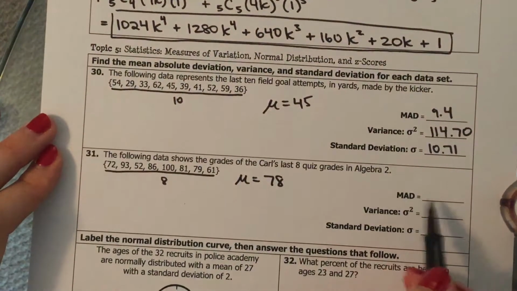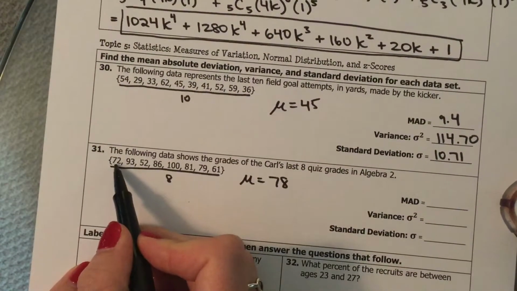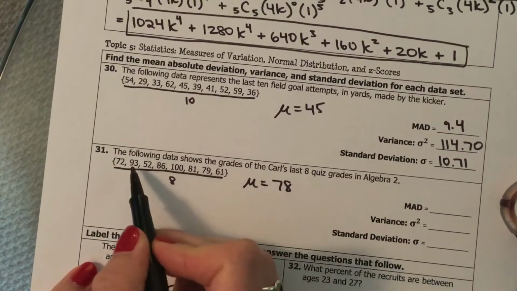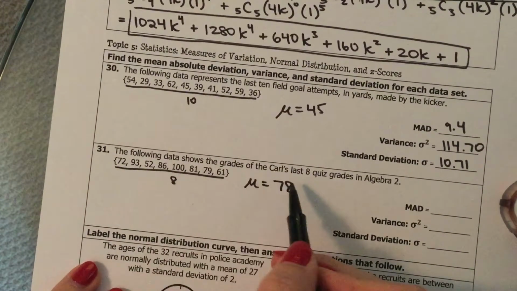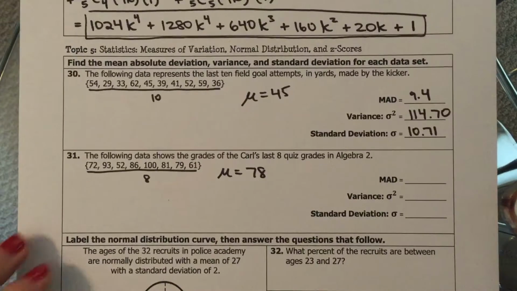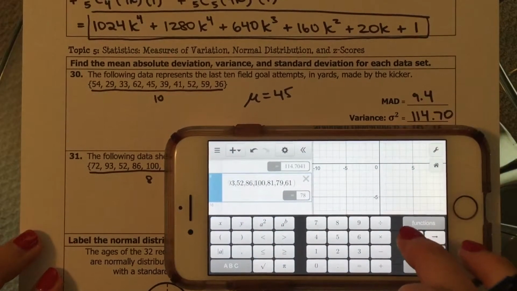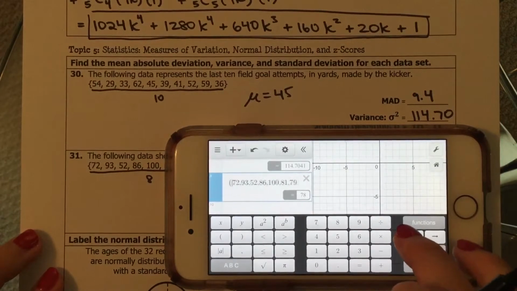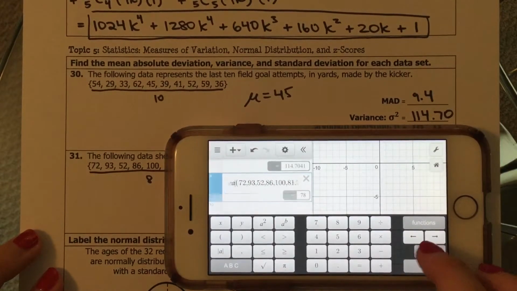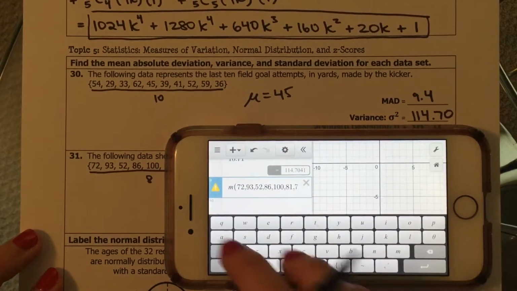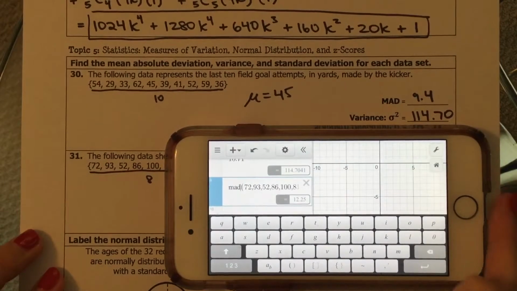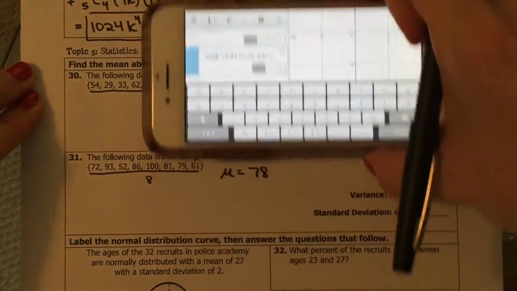Okay, so remember with the MAD, it's taking the absolute value of this distance plus the absolute value of this distance all the way through the end, dividing that whole thing by 8. All right, since we already have this data typed in already, you can just scroll your way over to the end. So instead of the mean, we want the MAD. So the average distance is 12.25.